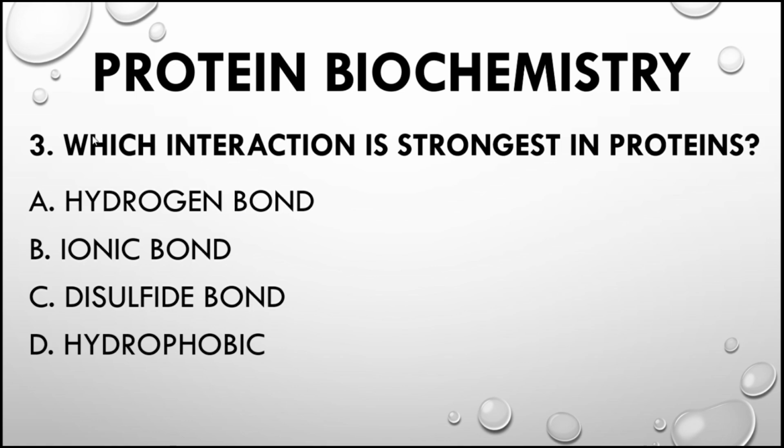Question 3. Which interaction is strongest in proteins? A. Hydrogen bond, B. Ionic bond, C. Disulfide bond, D. Hydrophobic. The correct option is disulfide bond.